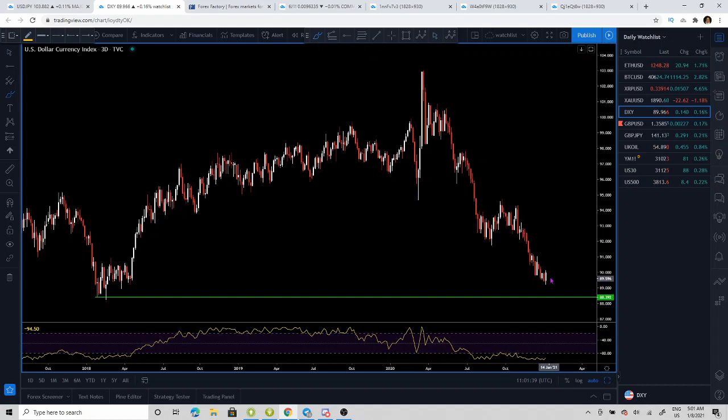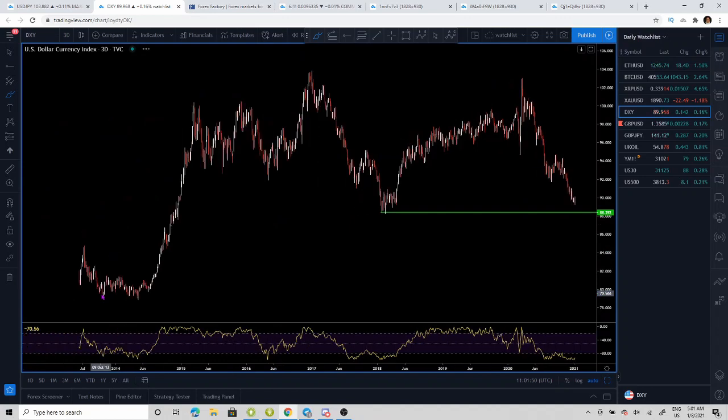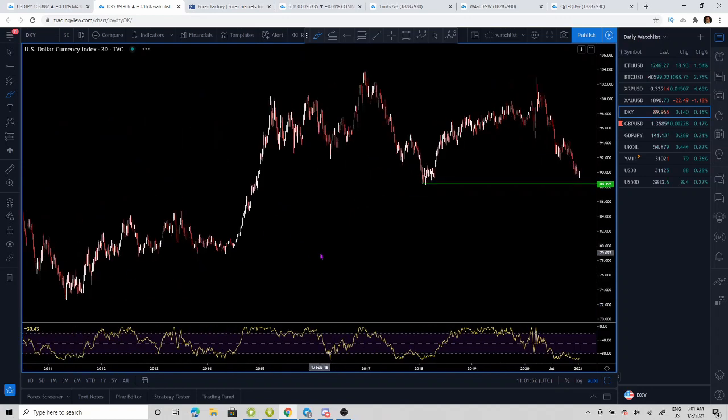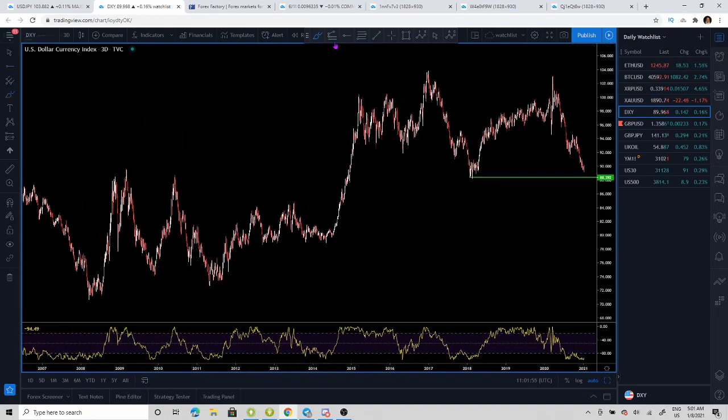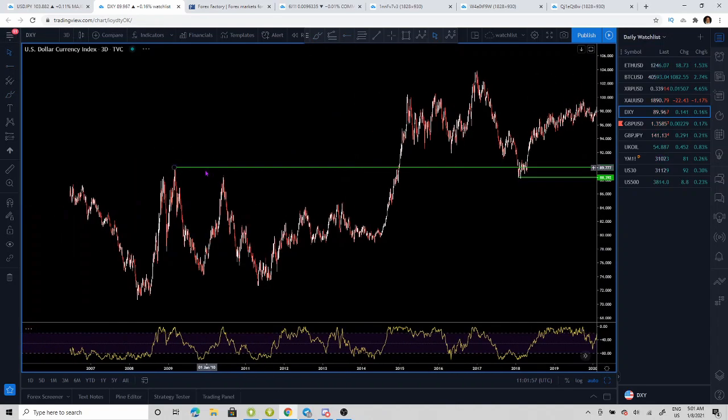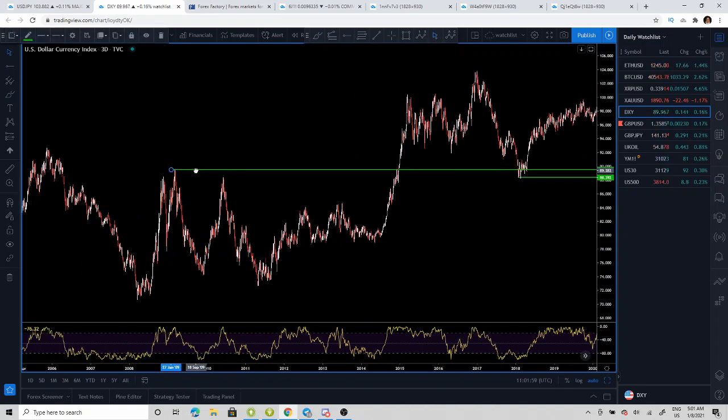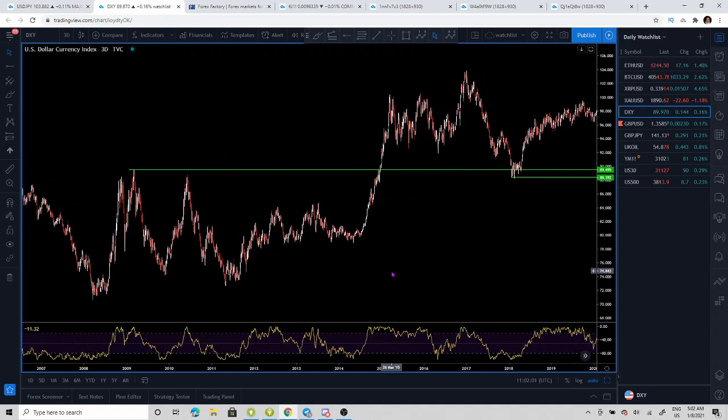But the level that interests me is the 88.40 level, which are these lows. These are the February 2018 lows, and this would be a massive, massive base, or is a massive base on the US dollar, right?